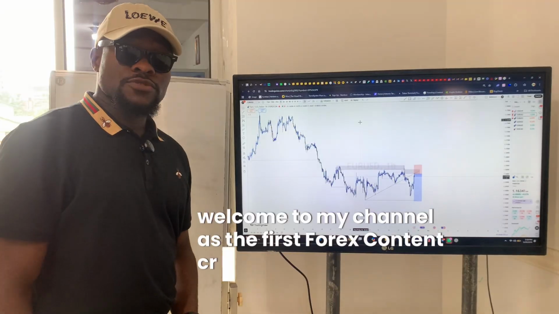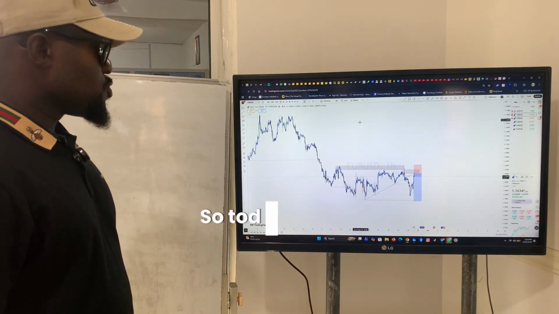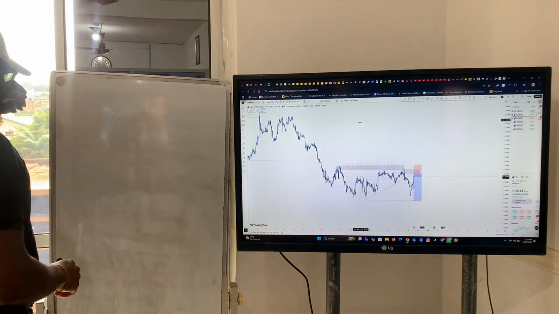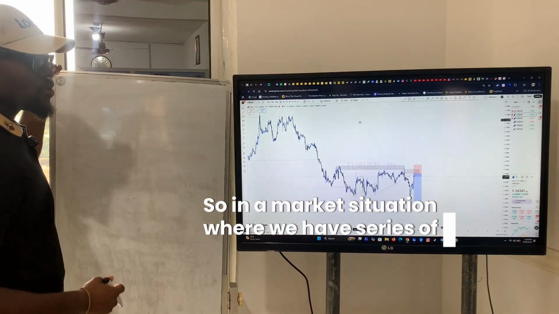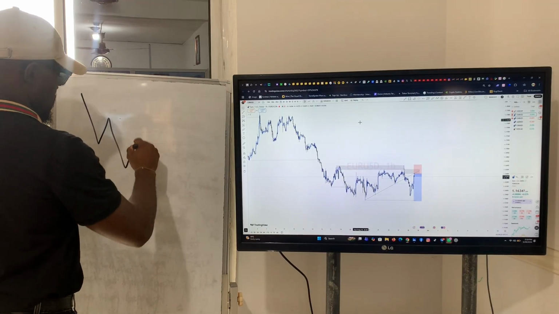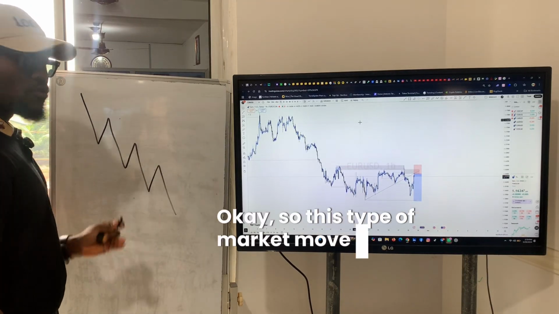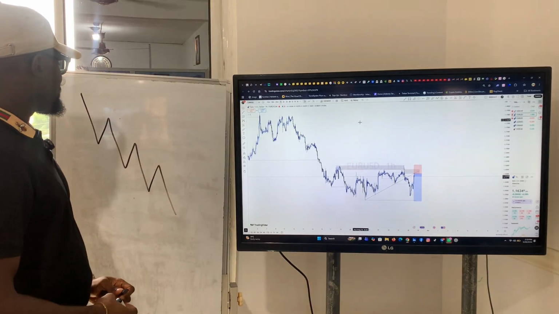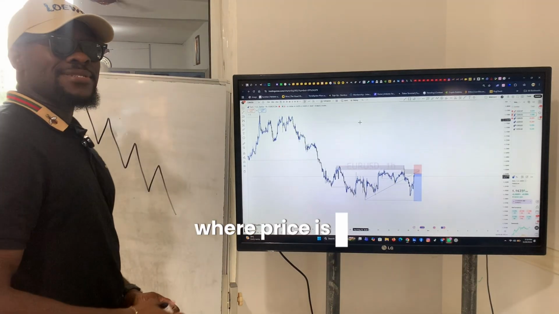As the first forex content creator in my family, let us look at technical analysis. So today we'll be looking at bearish market condition. In a market situation where we have a series of lower lows and lower highs, okay? This type of market movement is known as what? A bearish market structure.